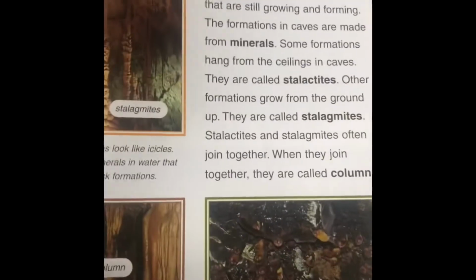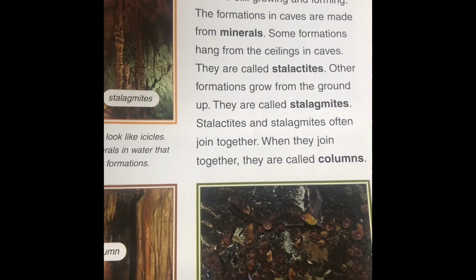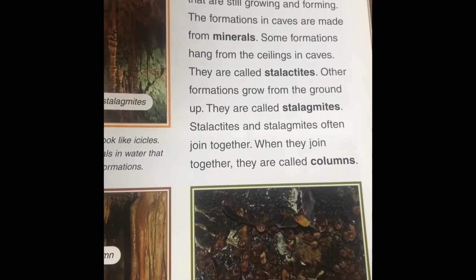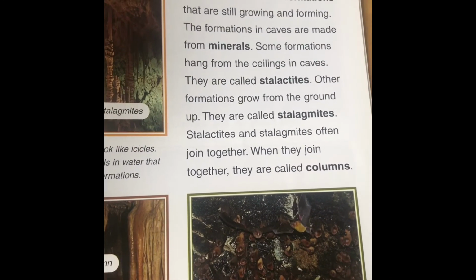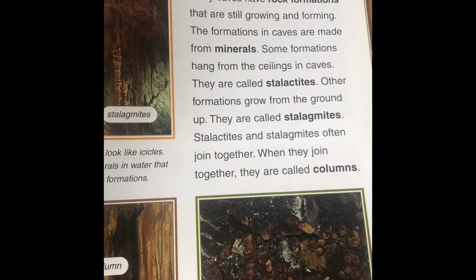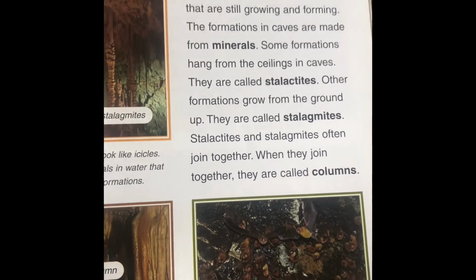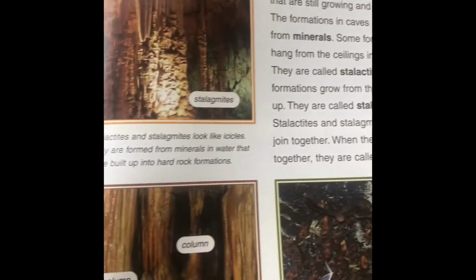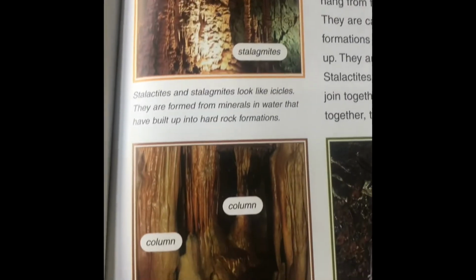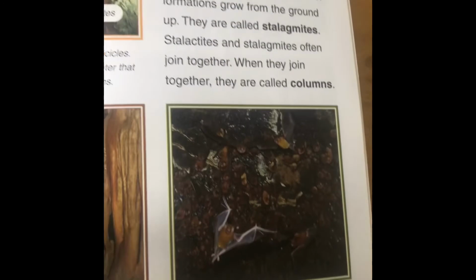Rock formations. Many caves have rock formations that are still growing and forming. The formations in caves are made from minerals. Some formations hang from the ceilings. They are called stalactites. Other formations grow from the ground up. They are called stalagmites. Stalactites and stalagmites often join together. When they join together, they're called columns. Many bats live inside caves.